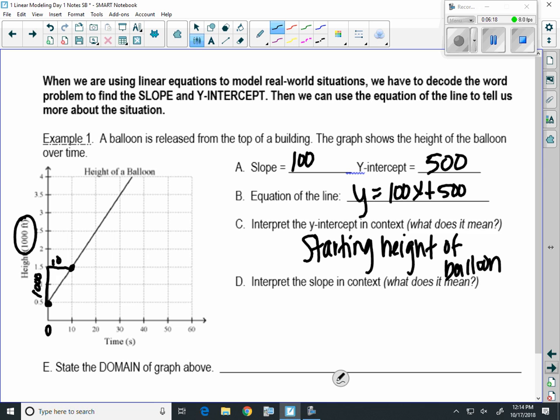The starting height of the balloon. Interpret the slope in the context. So what does the slope of 100 mean, Gavin? Yes. So it's gaining 100 what? 100 feet per second. Because it's technically 100 over 1. Okay? So it's gaining 100 feet per second.